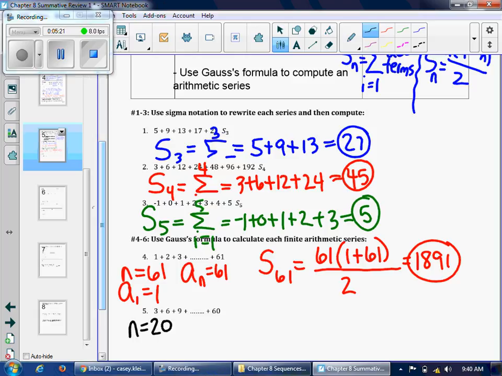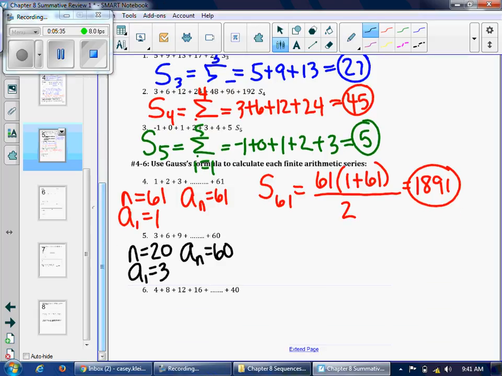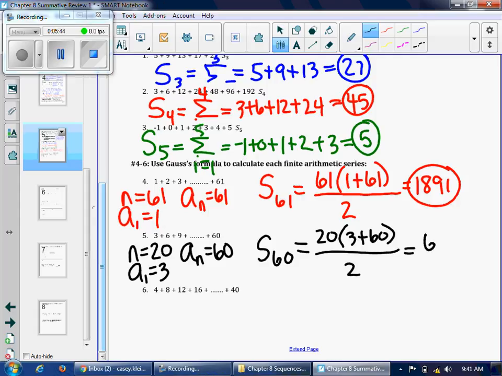A1 is 3, and the last term is 60. Now you can write the formula and compute. The answer is 630.